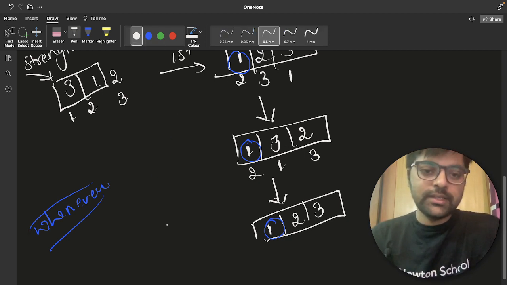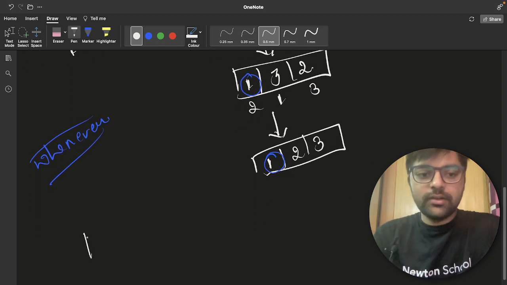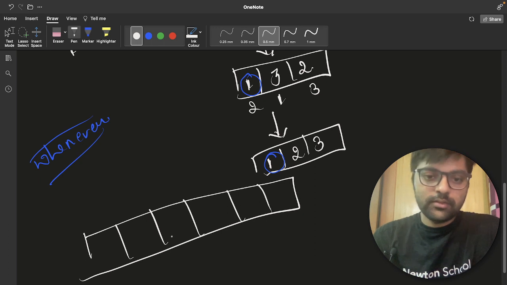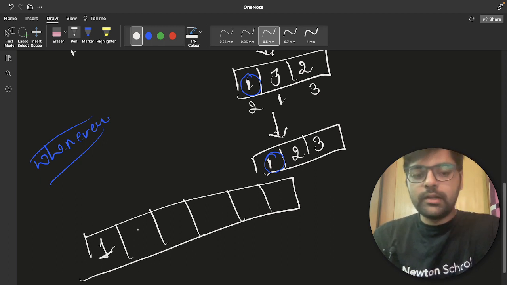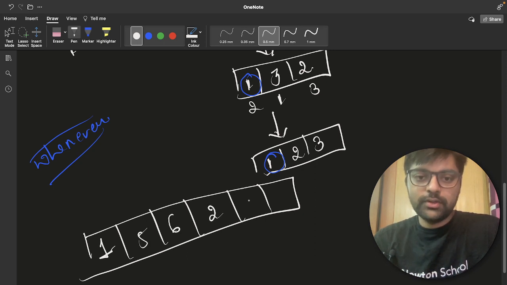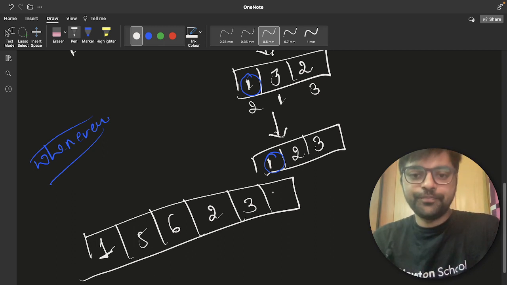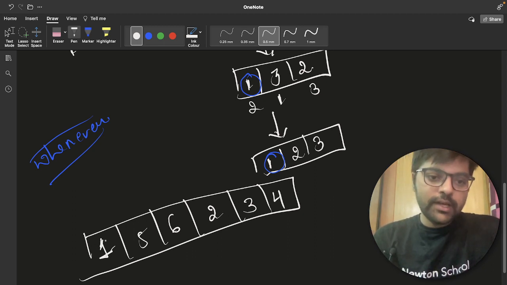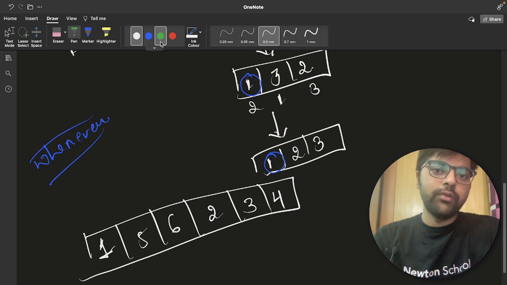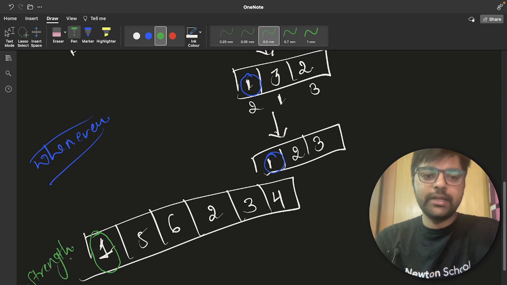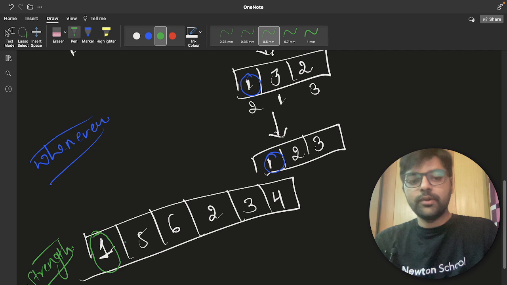Rest, after, let's say our final strength is 1 5 6 2 3, and what is missing is 1 2 3 4. So 1 has acquired its position. Now 1 will always lose. This is the strength, all are strengths. I'm not talking about the index. We will maintain the index as well, but right now I am talking about strength.